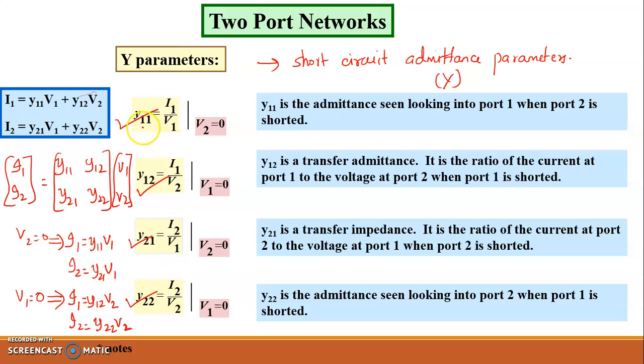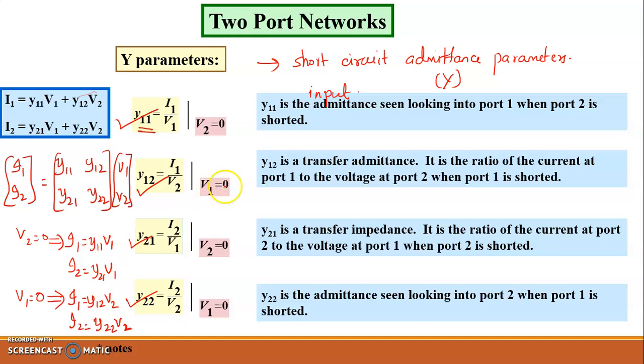The suffixes are also like this: Y11 indicates a ratio between current and voltage, I1 by V1, and Y21 indicates I2 by V1. So these are the expressions corresponding to Y11, Y12, Y21 and Y22. Here Y11 is the ratio between I1 and V1, therefore it is known as the input admittance, or short circuit admittance at the input side. Y11 is known as a short circuit input admittance.